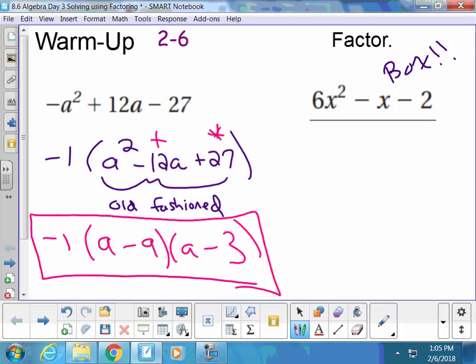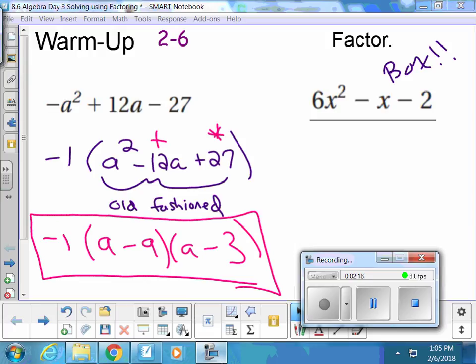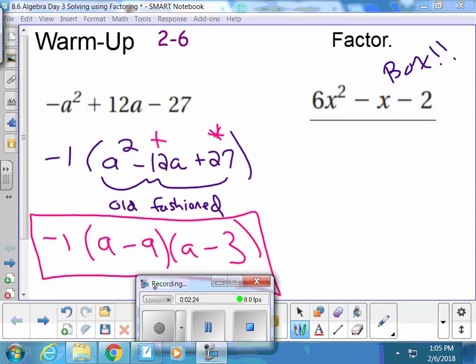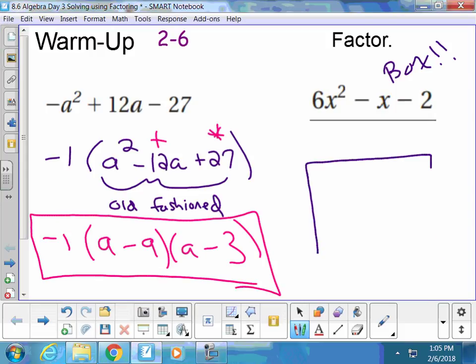Let's do the second one. Since we have that 6 out front, this is definitely a box method. If you were gone yesterday, who was gone yesterday? I'm going to pause. Alright, since we have that leading coefficient of 6, we are going to do the box method. You start yourself off by just making sure there's no common monomial that you can pull out front. Like, you make sure you can't divide any of these by 2 or 3 or something like that. There's no common monomial, so we're ready to rock and roll and place things in our box.